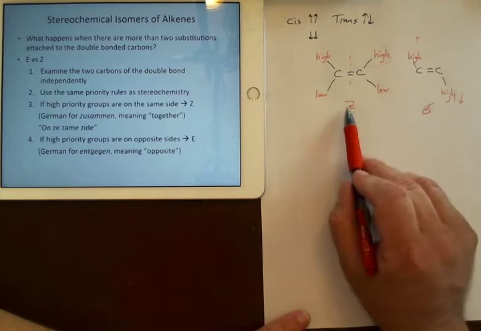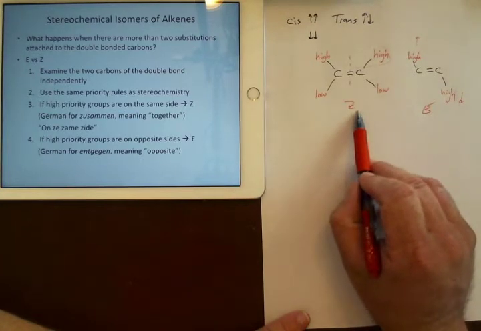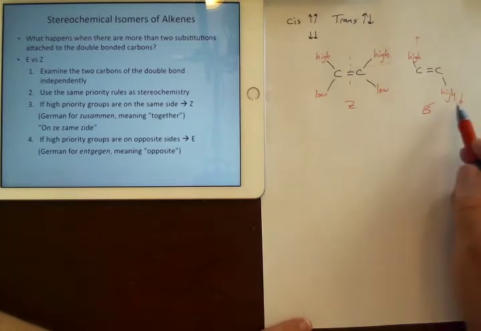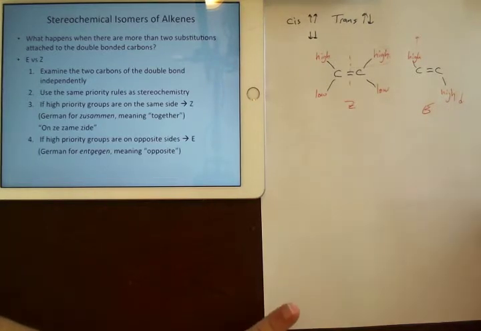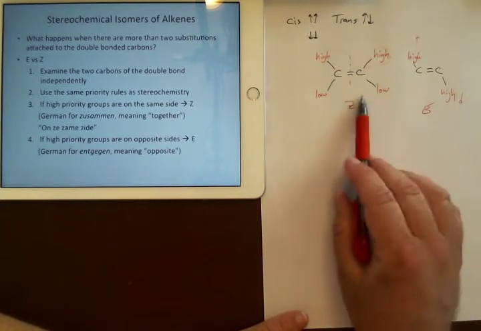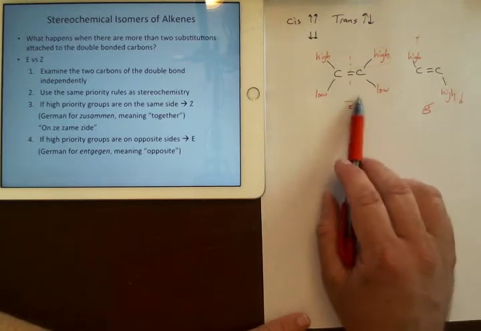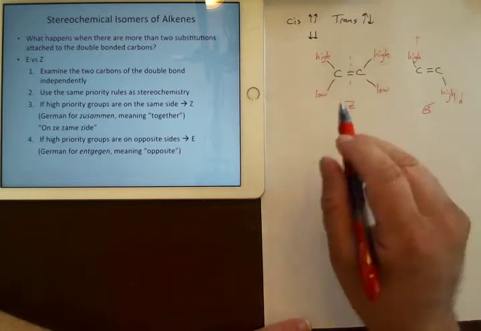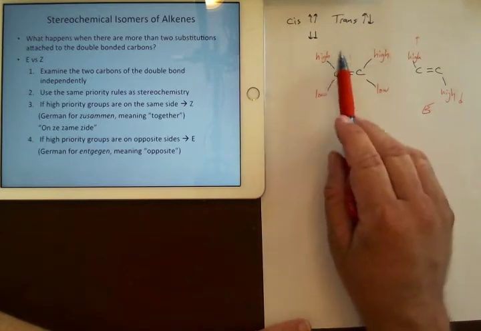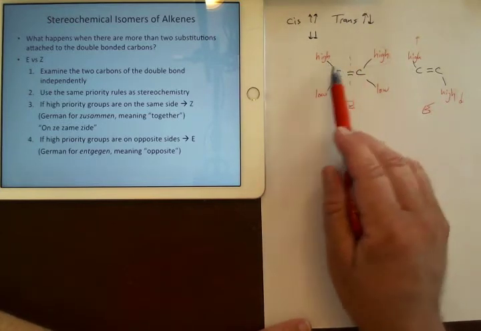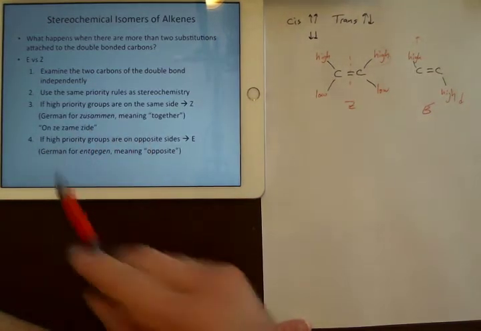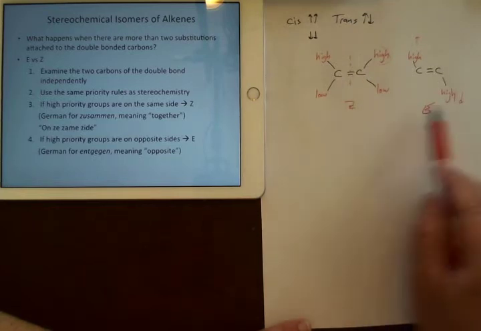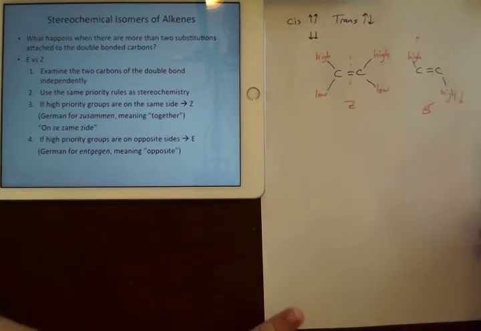Now I always thought it was a quirk that the Z looks like it's going opposite ways, and the E looks like it's going the same way. But that's one of those little quirks. It's actually flipped. The other way you can think about it is to break out your bad German accent and ask, are the high priorities on the same side? That's the way you can think of it. Are they on the same side? Yes, then they are Z. If they're not, then they're E.